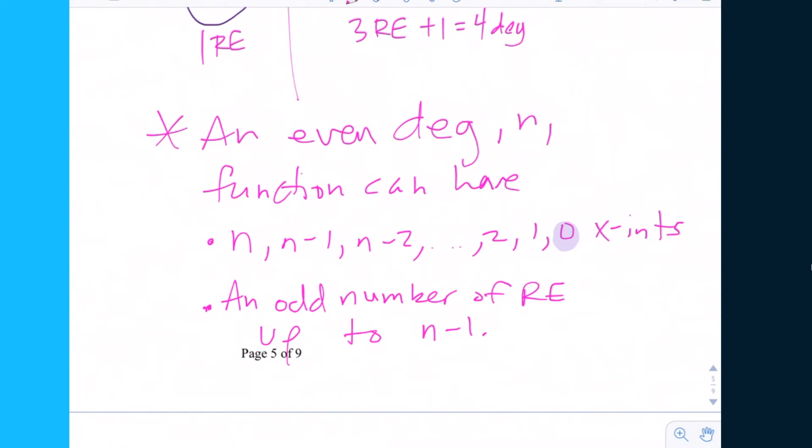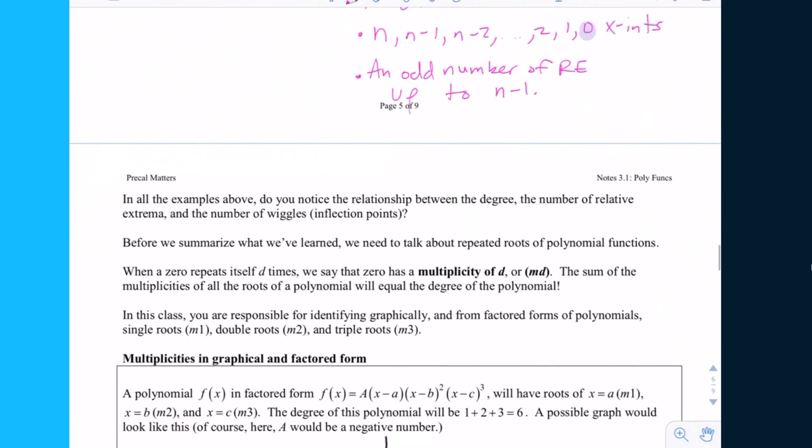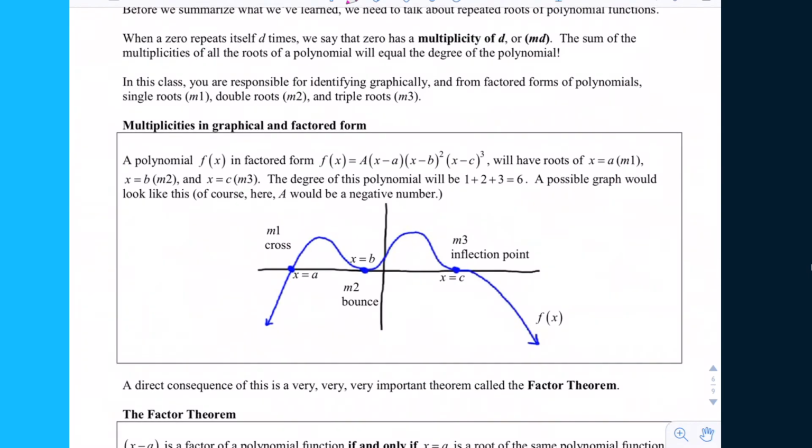Okay. So hopefully as you're going through this, you're seeing some of the things that they have in common, but you're also noticing how they differ by the type of number the degree is, whether it's even or odd. All right, so let's summarize now.